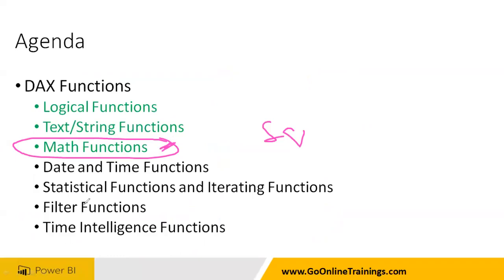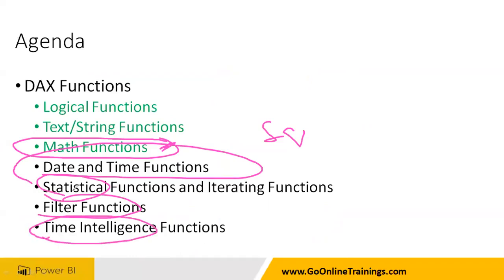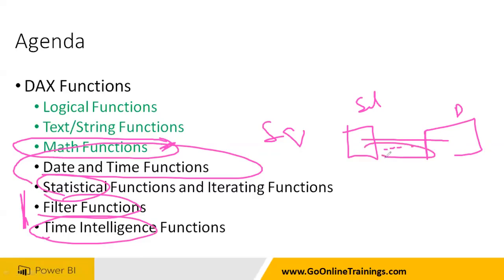The next one we'll be talking about is filter functions, statistical functions and time intelligence functions. These are very, very good. Just now I told you, right? You have a sales table and you have a dim date table. Why is there a solid line? Why is there a dotted line? This is a very, very important question. All these things are covered as part of your filter functions, so we'll be discussing them one by one.